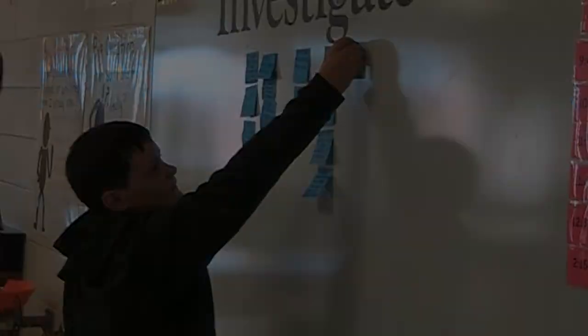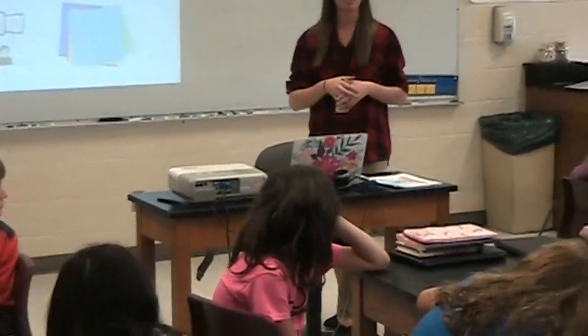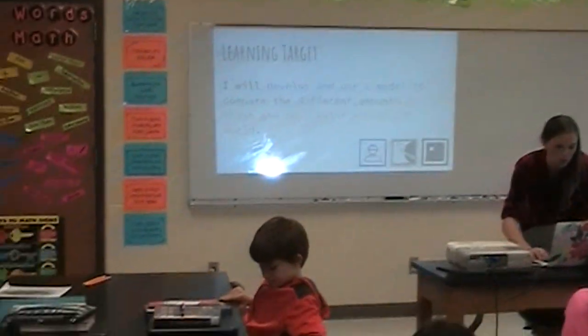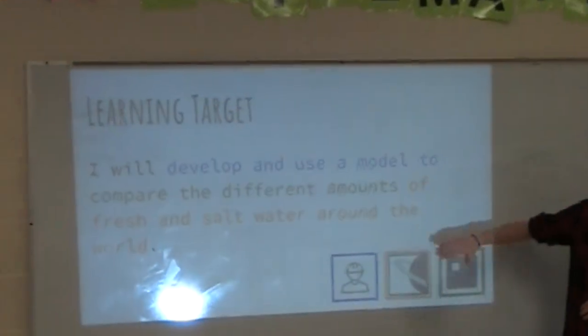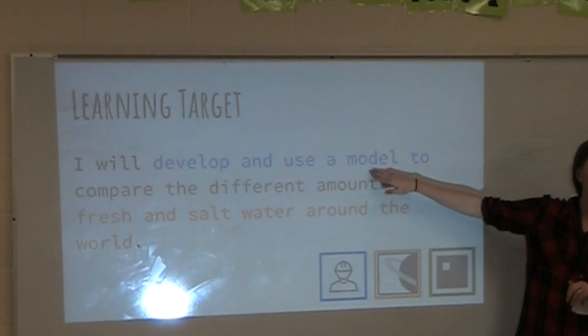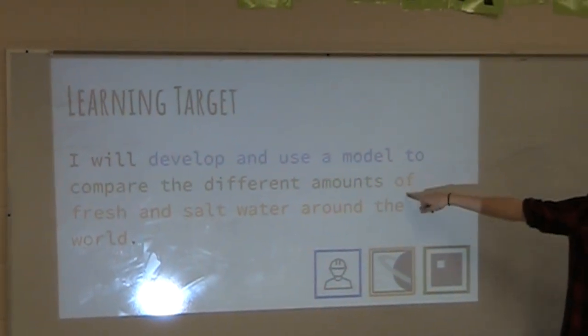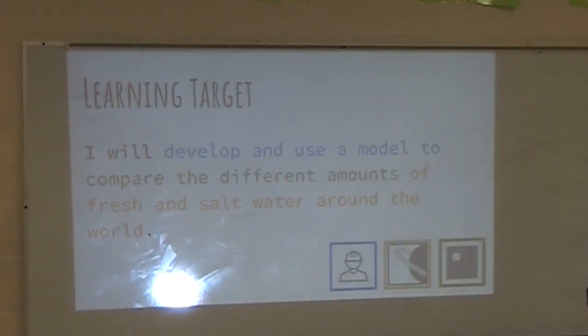Okay. So go back to the back and we're actually going to start a lab target. And this is where we're just getting to this part now. So we've kind of got you hooked. We've got our idea. We need to develop and use a model to compare the different amounts of fresh water and salt water. So that image that I showed you, that graph, we're going to look at that now, and we are going to create a model of all of the water on Earth.